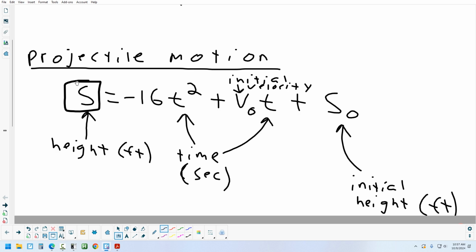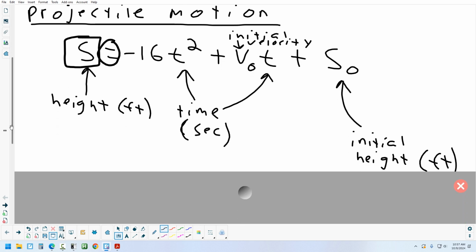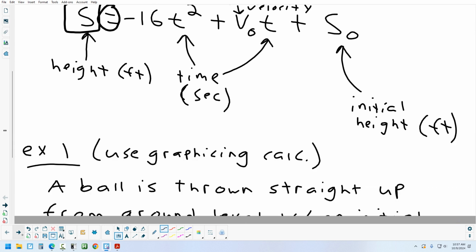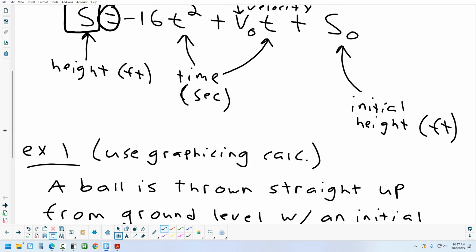So let's use that formula and try an example of projectile motion with an inequality. So we're going to see like greater than or less than in that spot. Okay, we're going to use the graphing calculator. That's why I took those out to kind of help us with some of these questions.